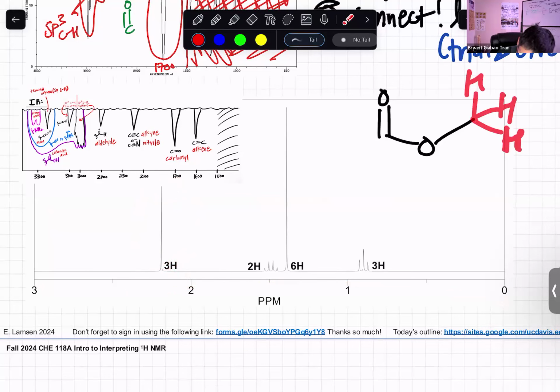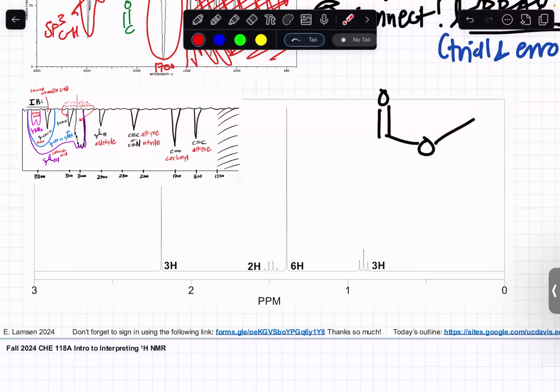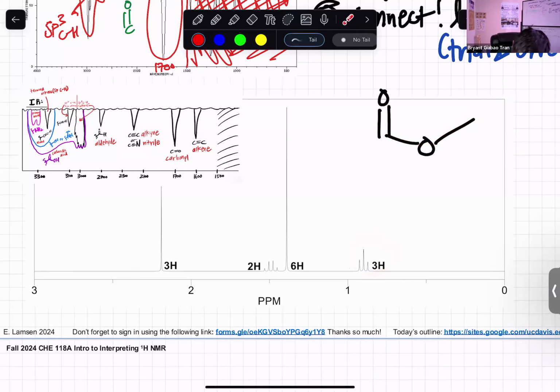Where these 3 hydrogens here have no neighbors. So that's gonna be at the end, yeah, with no neighbors, because if you do 1, 2, 3, that's not a hydrogen. So there's no neighbors there. Now let's see. We see 3 hydrogens here with 2 neighbors. We see 6 hydrogens here with 0 neighbors.